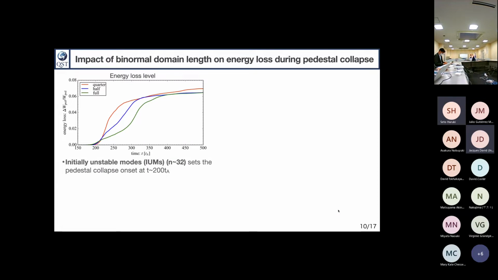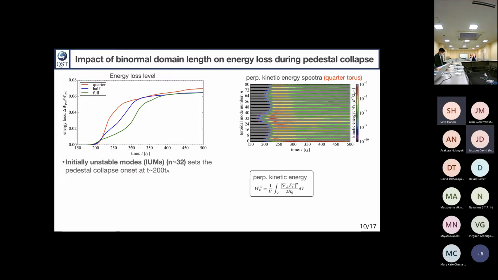The time evolution of energy loss from inside of the pressure gradient peak in these three cases during pedestal collapse is summarized in this figure. So the initially unstable mode sets the pedestal collapse onset at t equal 200 Alfvén time, but energy loss increases slower for full torus cases compared with quarter cases and half cases.